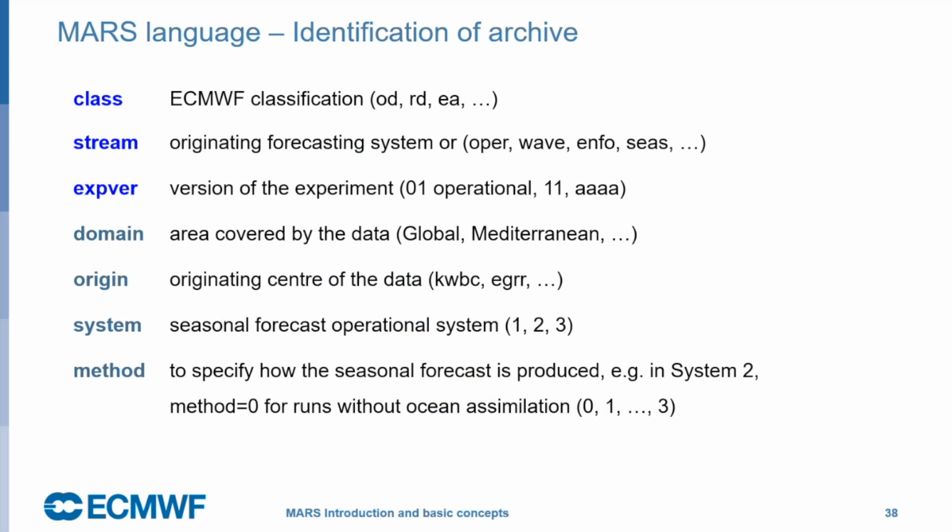So as I said, class specifies the ECMWF classification of the data set. The most popular are OD, operational, RD, research, and EA, which is for reanalysis. And then we go to the stream. So OPER is high-res, ENFO is ensemble, WAVE for the wave forecast, and so on. And then experiment version, you will always find 1, which means the operational version, but there are many others because we run models in research mode before they get to the operational service, so you can get that data as well.